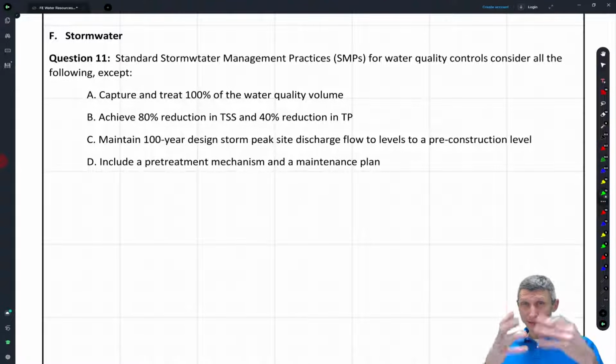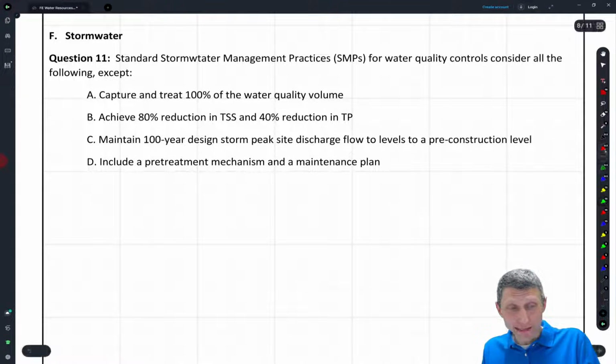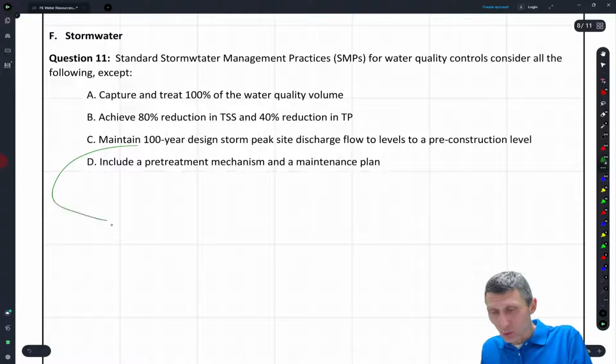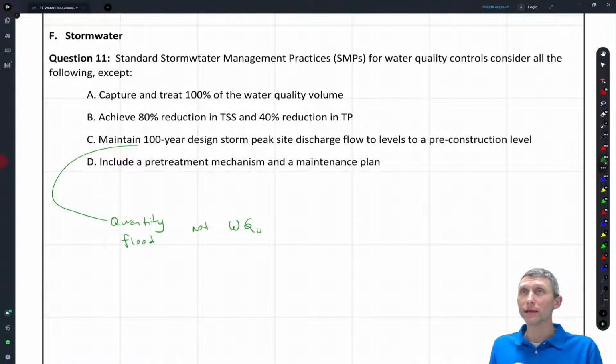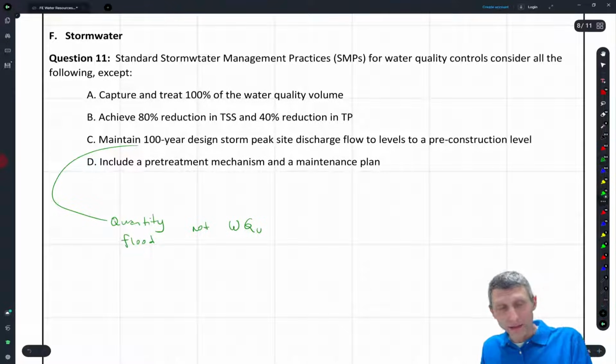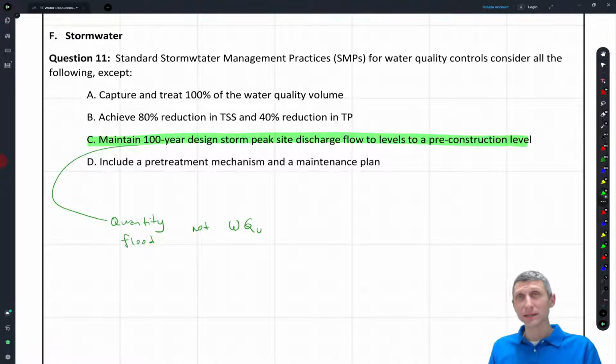Turbidity, that's another one. A lot of sediment in the water and it's cloudy, right? So that's another one where this becomes water quantity, right? This is a quantity control. This is flood control. This is not water quality volume. That's water quantity volume. Okay, so this is quantity, and that's going to be our answer for this question. Pre-treatment mechanism. That's one of the requirements in the stormwater management design manual for water quality as well.